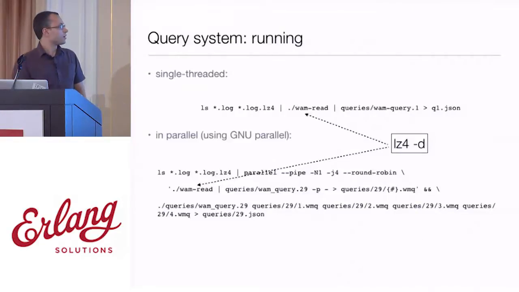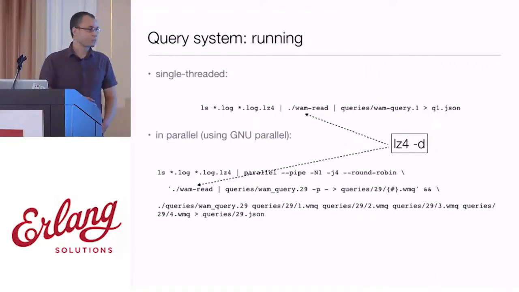And this is actually how it works. The single thread is not actually used, but it's just an example. You pipe file names to the reader, which is just a wrapper for LZ4, and it pipes the uncompressed output to the WAMP query, which stores results in the file. For the parallelized version, we actually use GNU parallel.